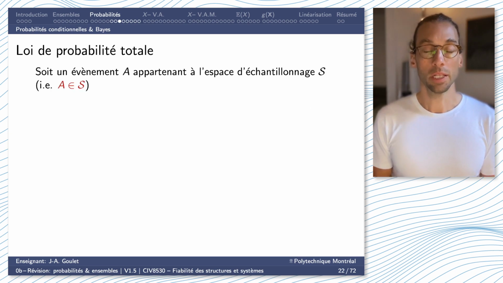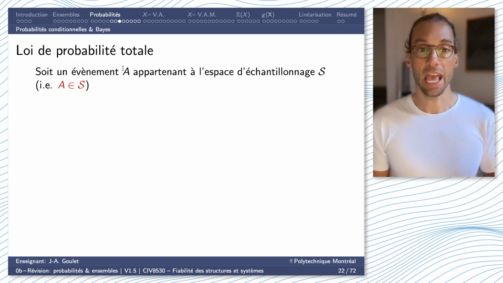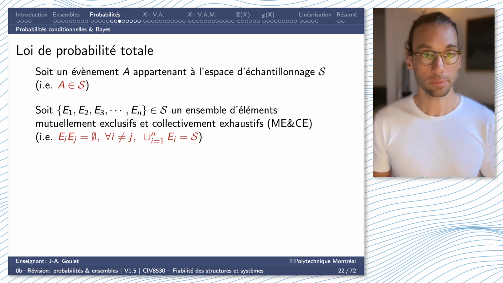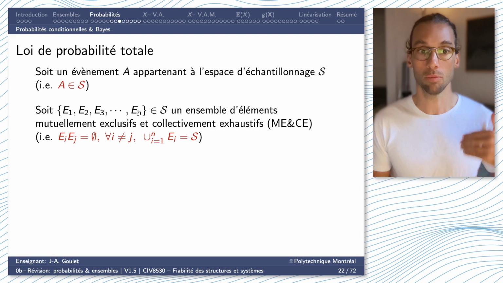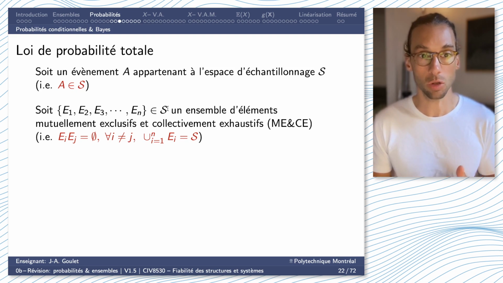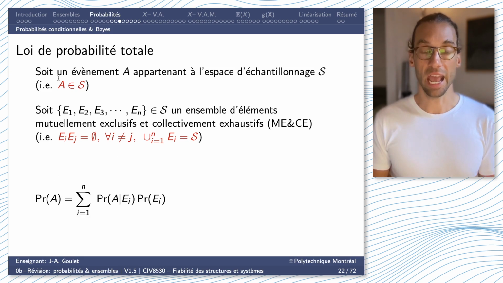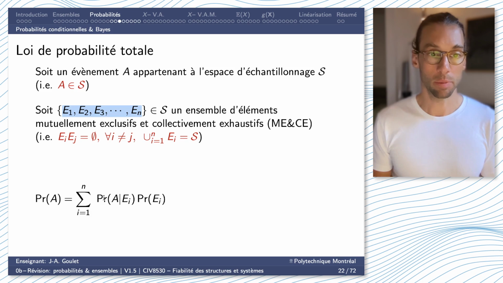Now the law of total probability. I have an event A that belongs to my sampling space S, and at the same time a collection of n events that are mutually exclusive, collectively exhaustive, that also belong to S. In that case, the probability of my event A can be obtained by applying this rule. I sum over all indices i from 1 to n, over my n mutually exclusive, collectively exhaustive events: the probability of A knowing Ei times the probability of Ei.